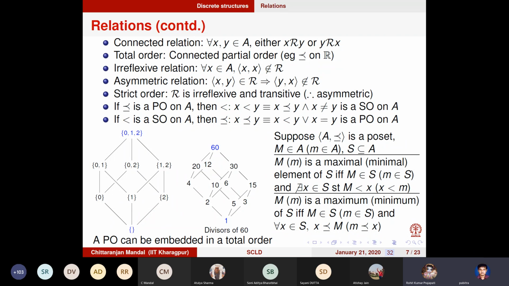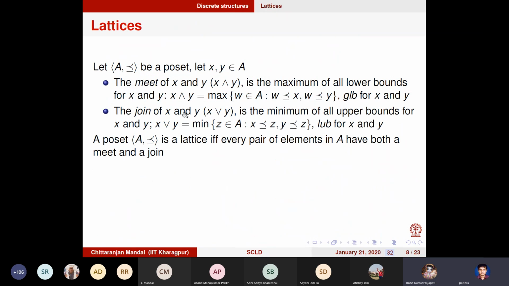2 and 5. 20, 30, 60. 30. 10, 20, 30, 60. 10, 10, 20, 20, 30, 30, 60. 30, 60. And the minimum lower bound is 10. Right. So then that is the join of.